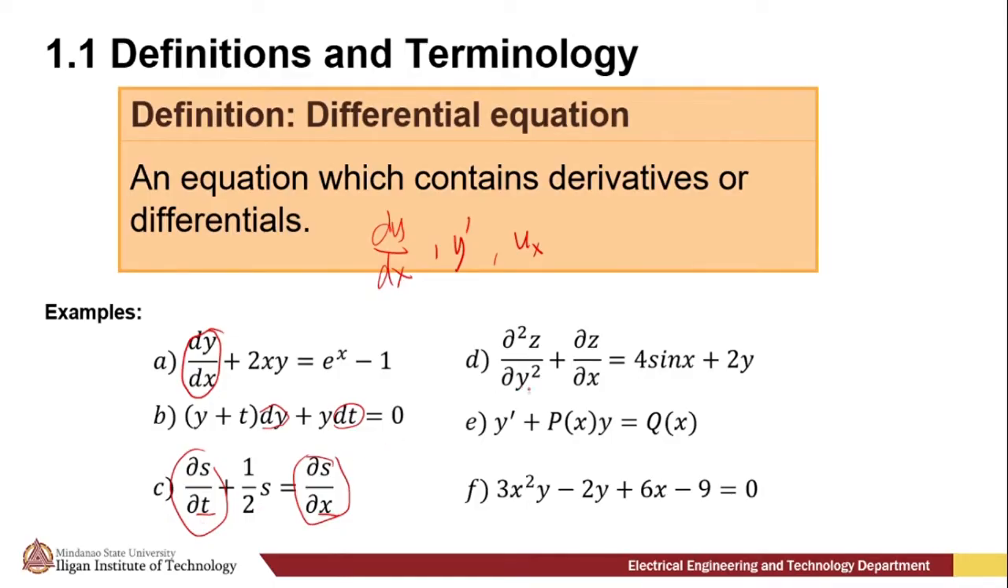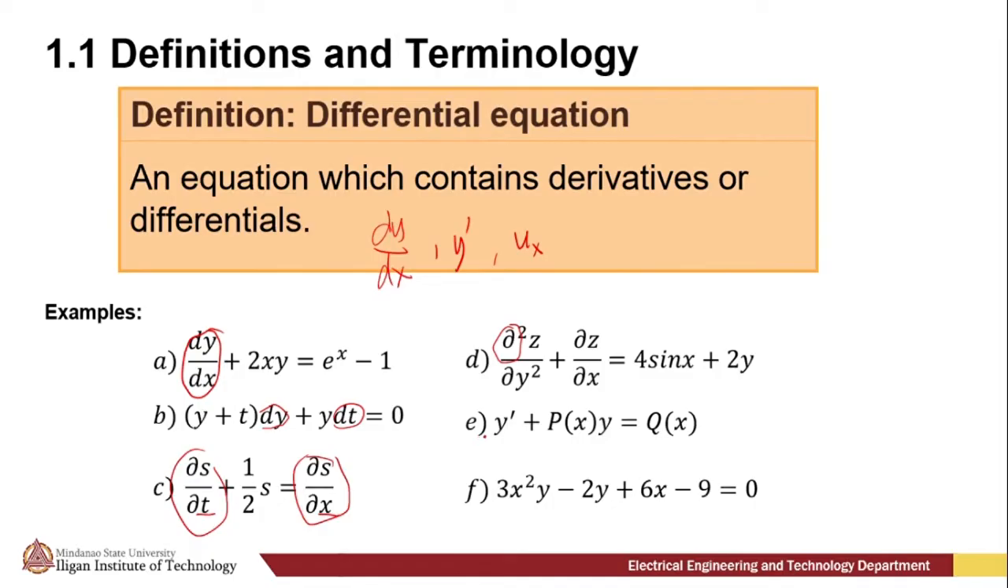Same here in example D, we have second partial derivative of c with respect to y plus partial derivative of z with respect to x. So this notation is used to represent a partial derivative. Hence, example D is a differential equation.